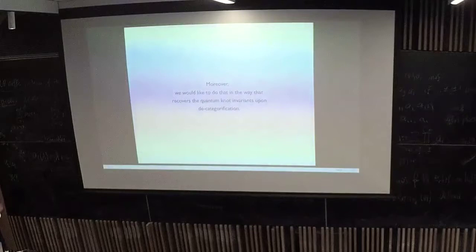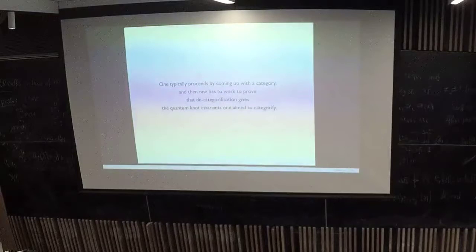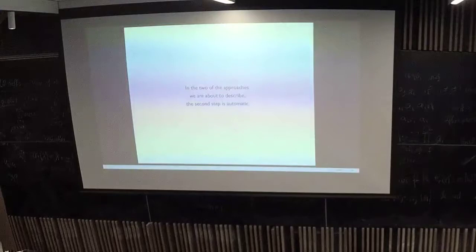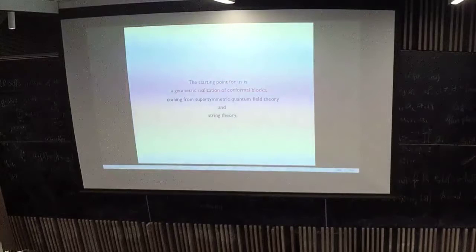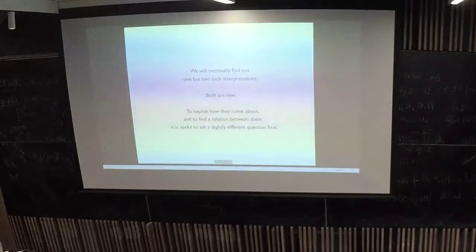So, as I said a little while ago, you typically approach this problem by coming up with a category, and then you work to prove that decategorification gives you the quantum invariant you aim to categorify. So, in these two geometric approaches that I'll describe, the second step is automatic. So the starting point will be a geometric realization of conformal blocks, and one that comes from supersymmetric quantum field theory and from string theory. So, in fact, we'll find two such interpretations that will lead to two geometric descriptions of the categorical knot invariants.